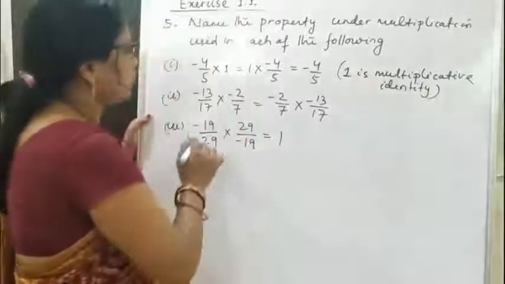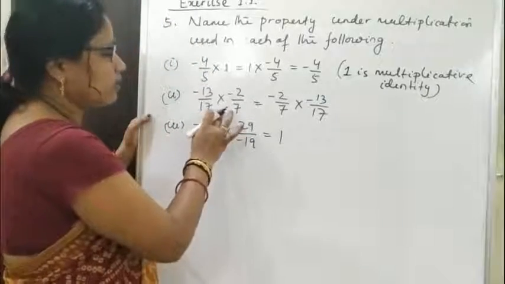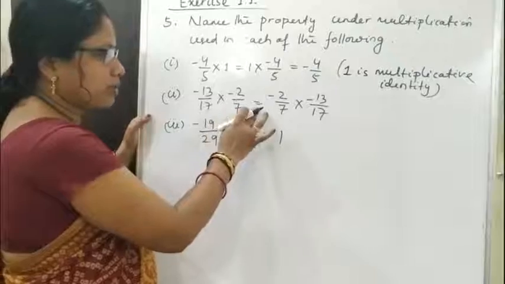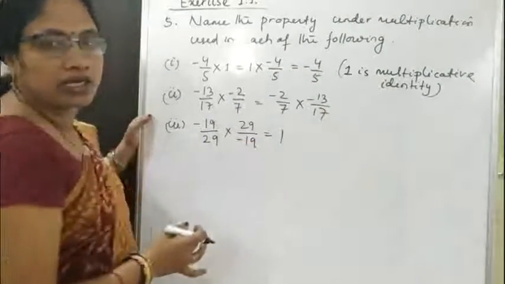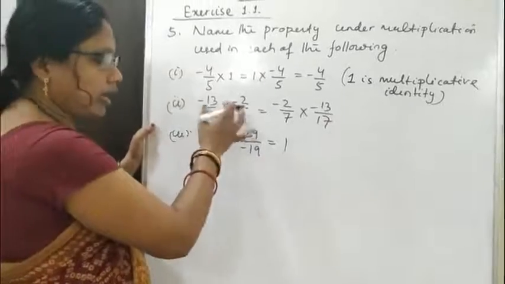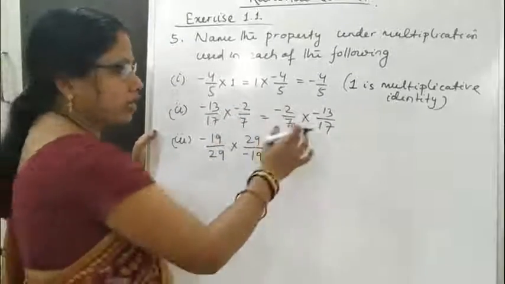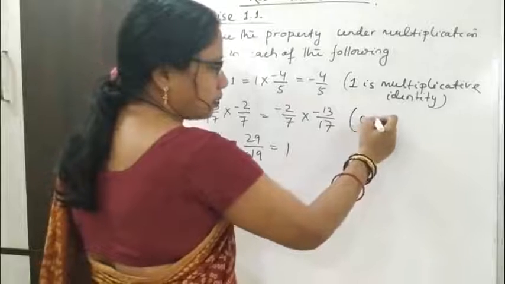Then second one, minus 13 by 17 multiplied with minus 2 by 7 is equal to minus 2 by 7 multiplied with minus 13 by 17. So here A into B is equal to B into A. So here the commutative property is used.